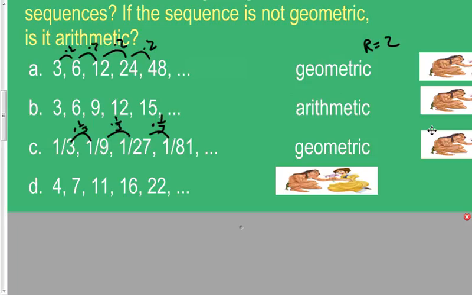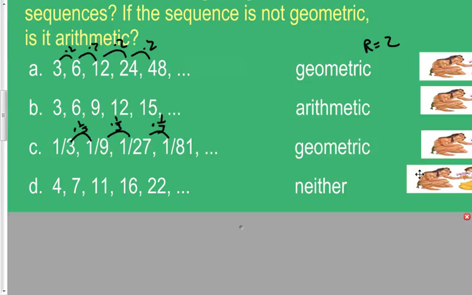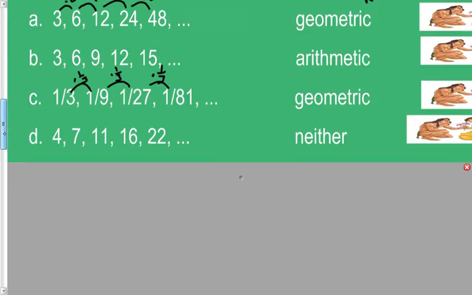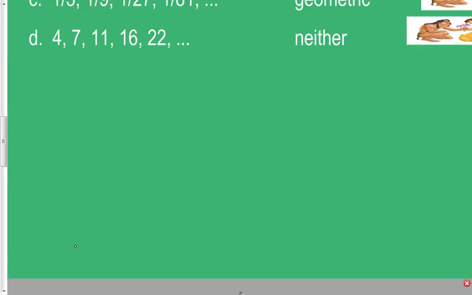And then letter D, 4, 7, 11, 16, 22. It's definitely not geometric. It's not multiplying by a number. Let's see if this is plus 3, plus 4, plus... It's not adding by the same number either. So it is neither. Alright, so that's basically how you can identify if it's a geometric sequence or not. And typically if it's not geometric, then it is arithmetic. But it might not be either.